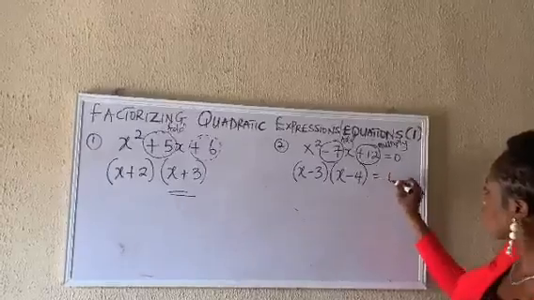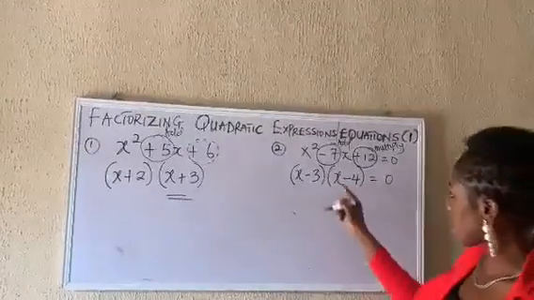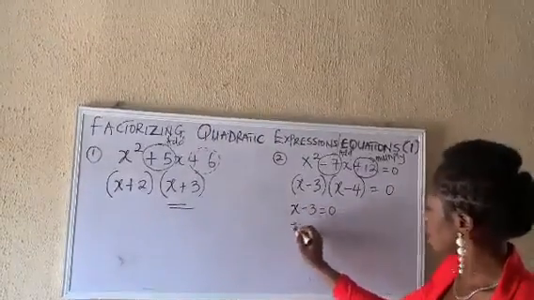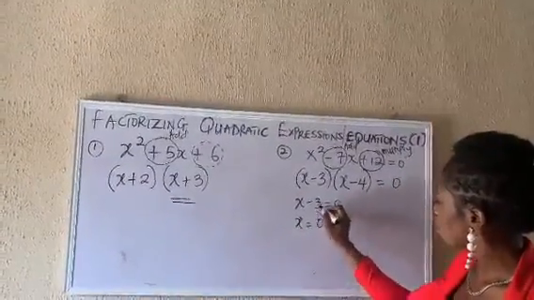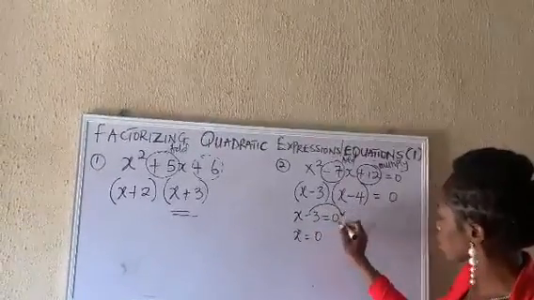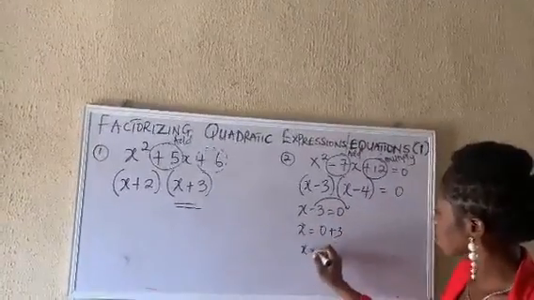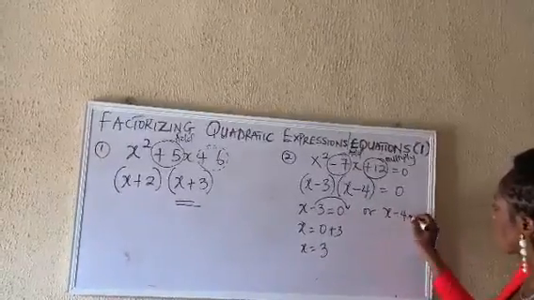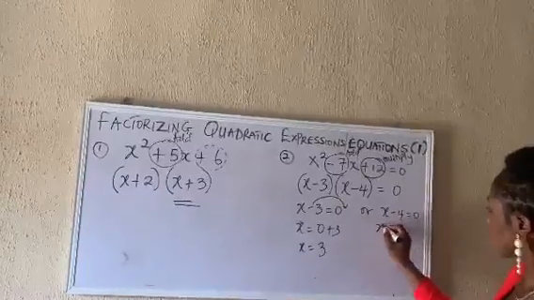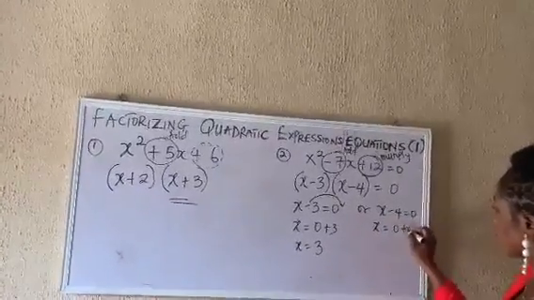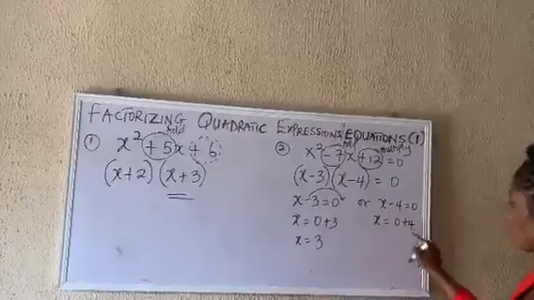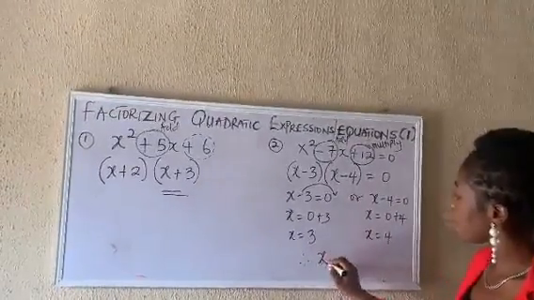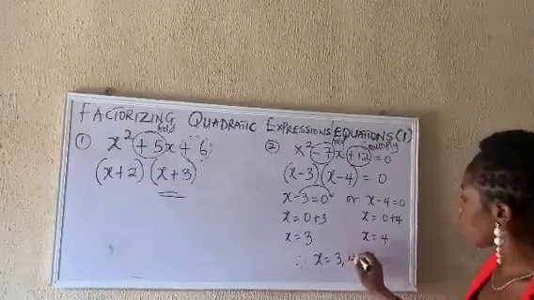are equal to 0. So what it means here is x minus 3 is equal to 0. So that x is equal to 0 plus 3. When this minus 3 crosses, it will turn to plus 3. So that x will give us 3. Or x minus 4 is equal to 0. So that x is equal to 0 plus 4. Because minus 4 will cross to give us plus 4. So that x is equal to 4. Therefore, x is equal to 3 or 4.